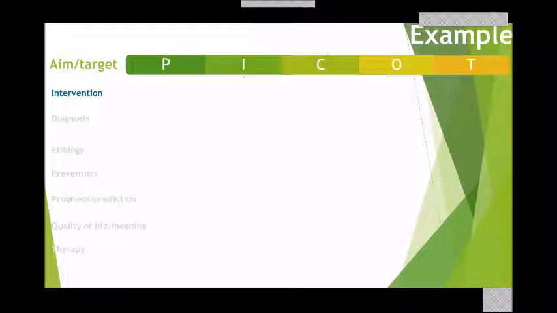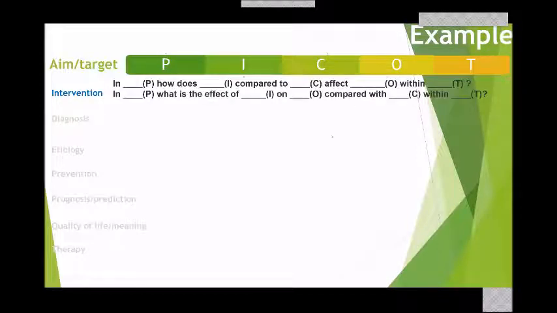If we put the abbreviation PECOT with our target, let's start with an intervention and ask the question in this sequence. The question in intervention will be: in a given population or patient, how does the intervention or the indicator, compared to the comparison or the control, affect the outcome?